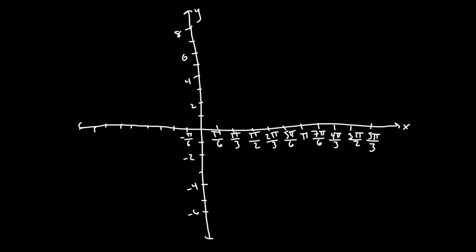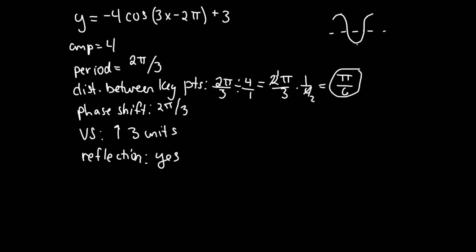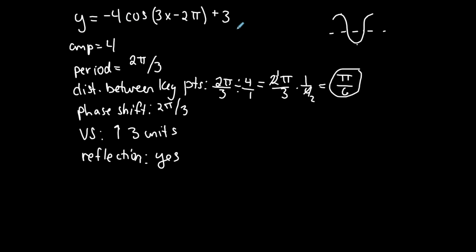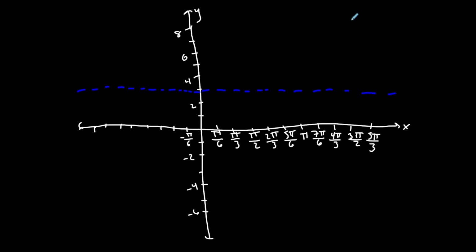Here we go again. Vertical shift is up 3, so I'm going to start by putting a nice horizontal line at that new center of my graph, which is up 3, or at y is equal to 3. It's a cosine function, so it's a U shape, with a reflection, so it's an upside down U shape. So I'm expecting this kind of shape. So we're going to start at a min.